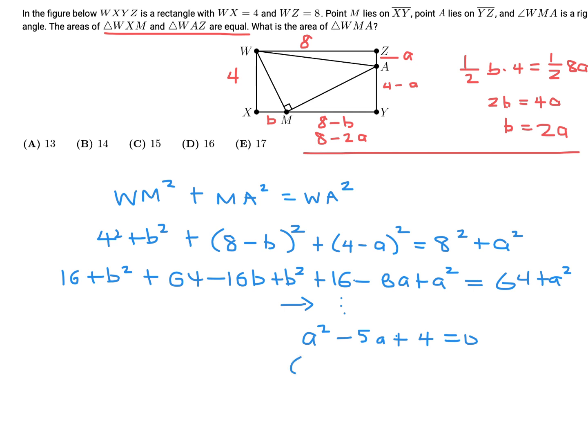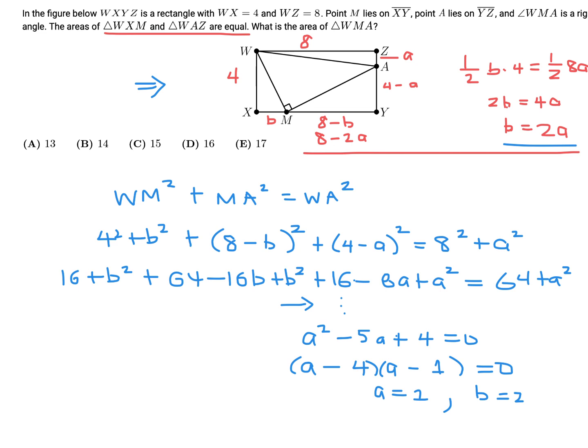And then this, fortunately, factors: 4, 1, minus, minus. Now, if you look at the diagram, A is obviously less than 4. So the only valid option is A equals 1. If A is 1, then that means B is 2, because B is equal to 2A.